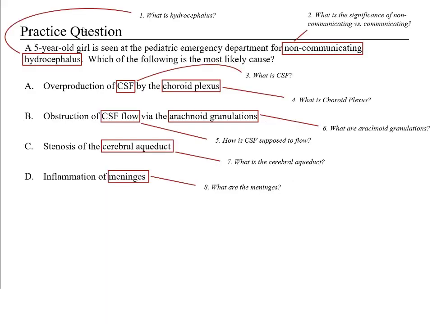Okay, so let's go back to our practice question, because we've answered a lot of questions. We've answered what's CSF, what's choroid plexus, we've talked about granulations, we've talked about CSF flow, we know now what the cerebral aqueduct is, and we know the meninges. So the only thing we need now to answer this question is this information about what's hydrocephalus and what's the difference between non-communicating and communicating.